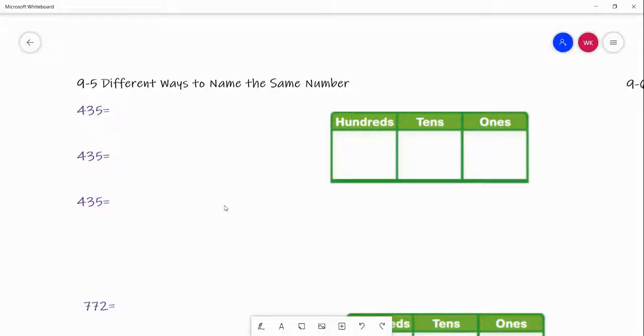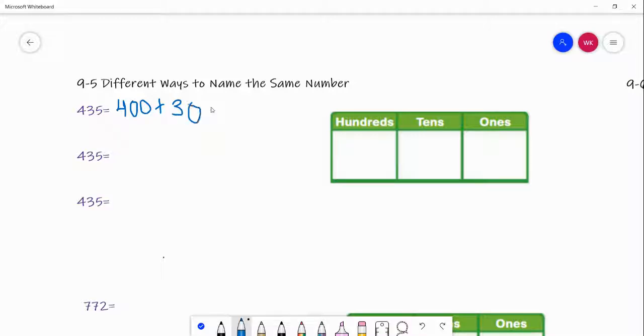So our first number is 435. The first way that we can make 435, the easiest way, is just expanding it, right? Just like we did in our last lesson, we have 400 plus 30 in our tens place plus 5, 435. So that's one way that we can show the number 435.